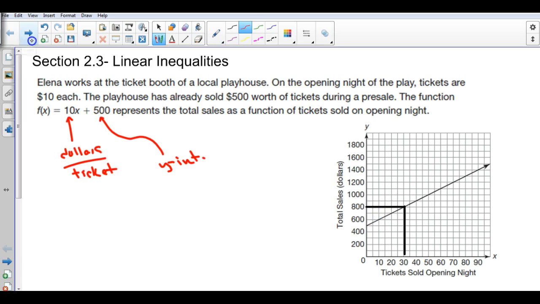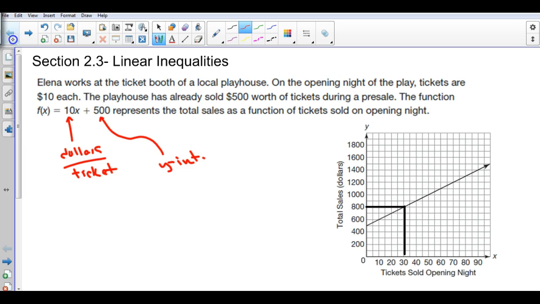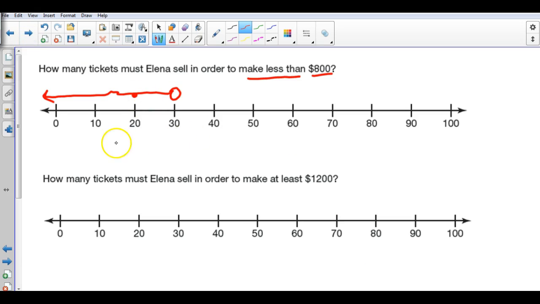So let's take a sec to talk about why I have an open dot here. That's because I want to know how many tickets she's selling to make less than this, not less than or equal to, because I don't want her to reach $800. I want to know how many tickets to make less than $800. So I'm going to leave an open dot there, which means I don't want to sell the 30 tickets. I don't want to get the $800. I want everything that is below that, so everything less than 30. So if I wanted to write an expression for that, I would say x is less than 30 tickets.